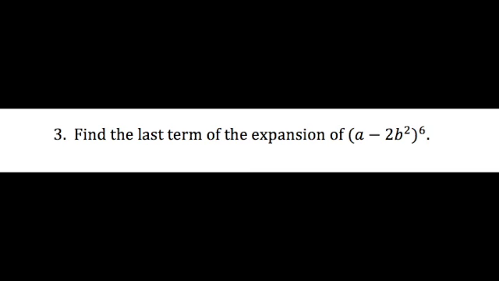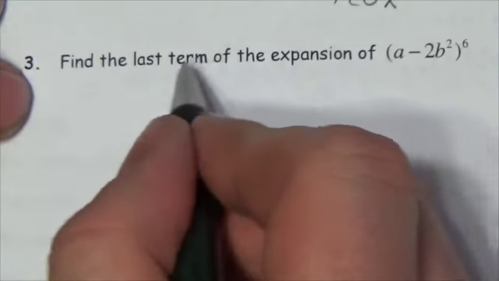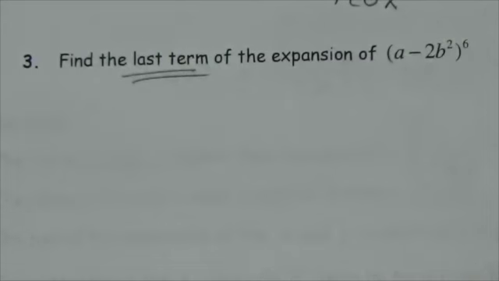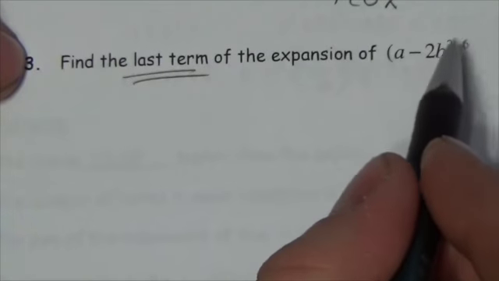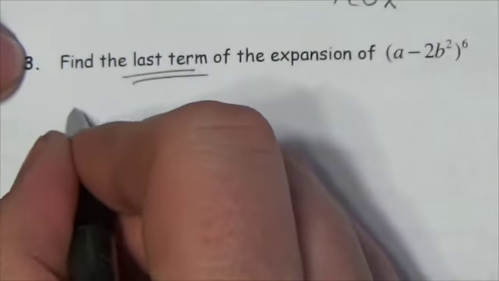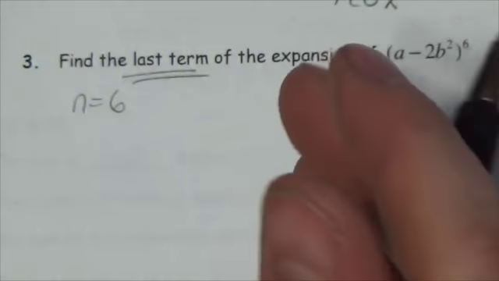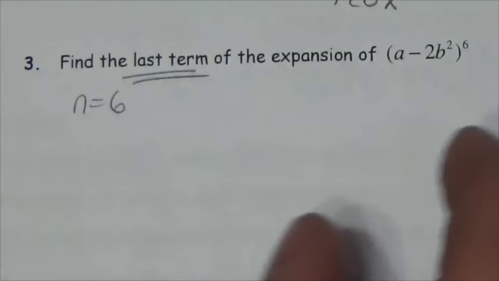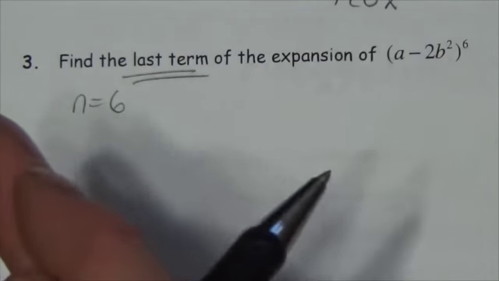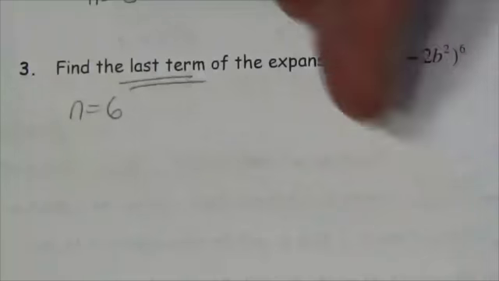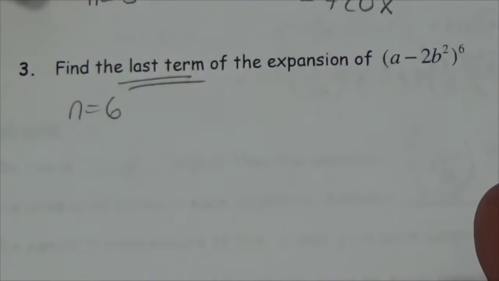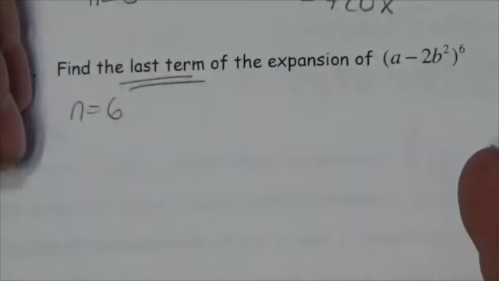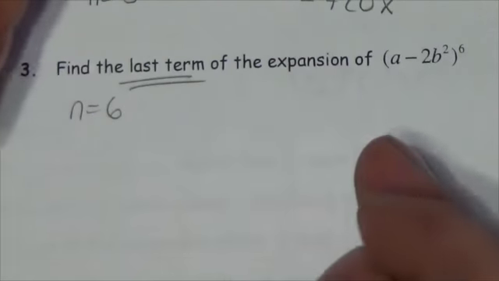Find the last term of the expansion of a minus 2b squared all to the 6th. Now in this case here, to figure out what the last term is, again, my goal here is to get k. I got to look at the exponent here. n is equal to 6. Now, this means that my k value, remember my k is this value that changes as I go from term to term in the sequence here. Okay, it's different for every term, but it starts at 0 and it ends at the last term here.